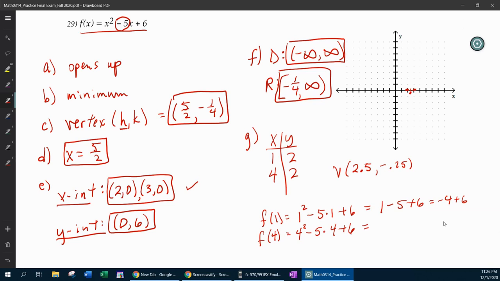And so then we can plot those points, the ordered pairs (1, 2) and (4, 2). And notice I'm going to have a nice parabola. Come in, and something like that. So there's a hand-drawn sketch of the parabola using the vertex, the x-intercepts, and 2 additional points that I had to come up with.